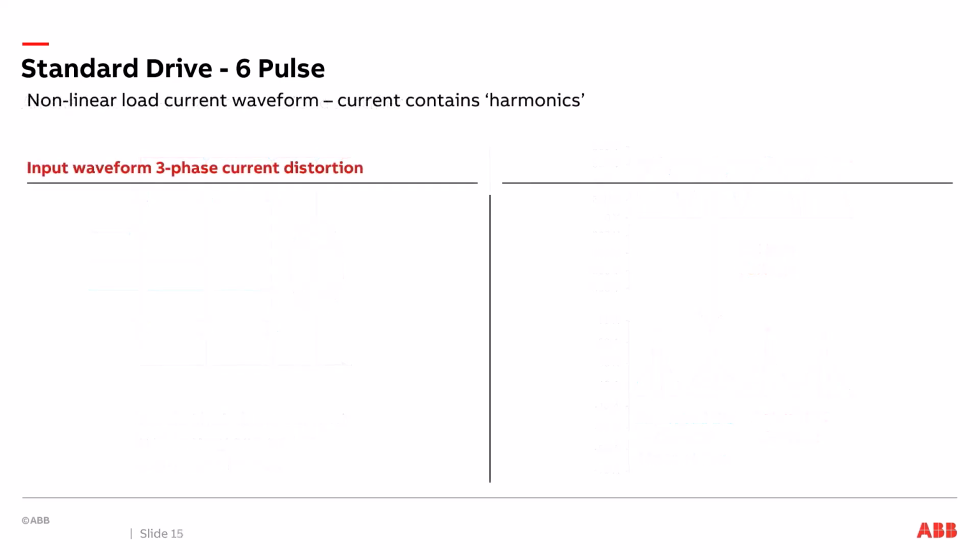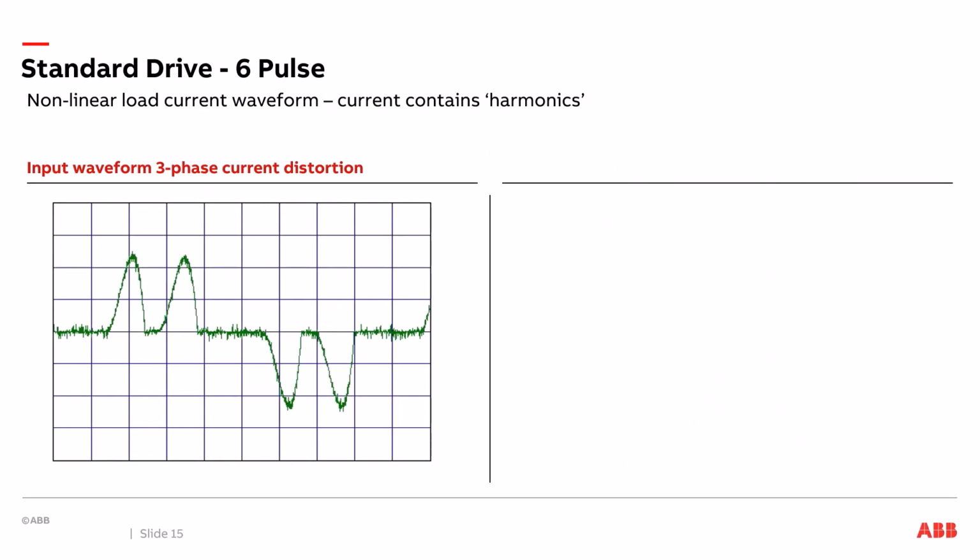Let's look at the input waveform for a 3-phase current distortion on a 6-pulse drive. What we see is what we call a classic double humping. This double humping is occurring because you're looking at one phase on the input of the drive. Obviously, this is not a sine wave and contains a lot of different harmonic frequencies.